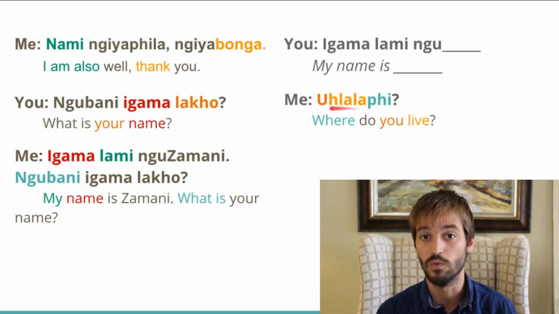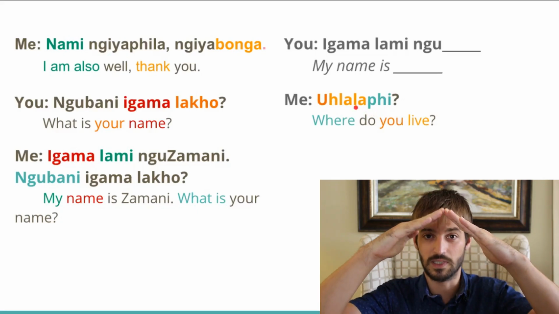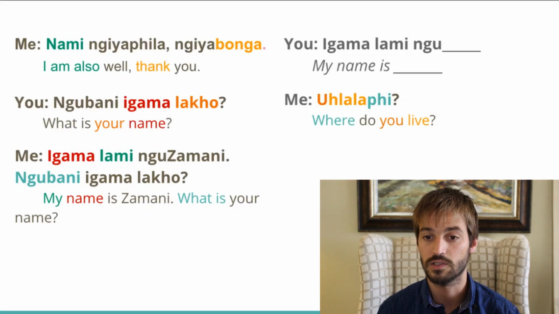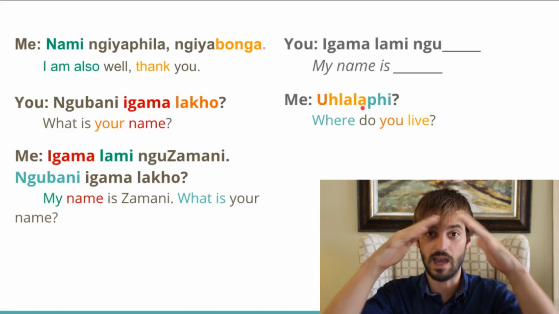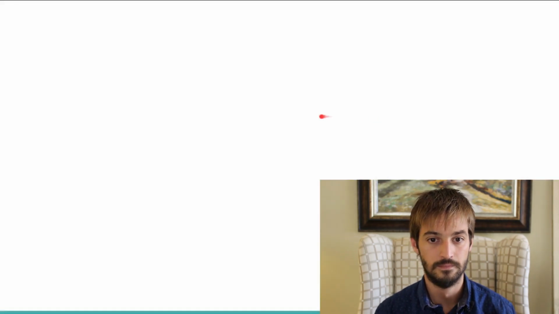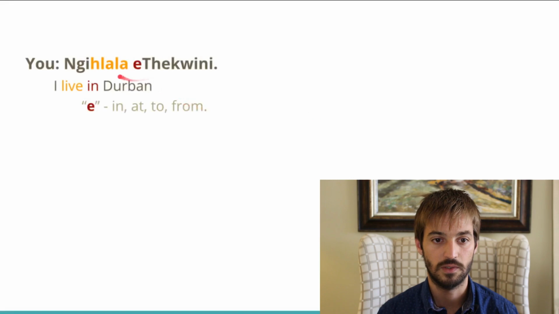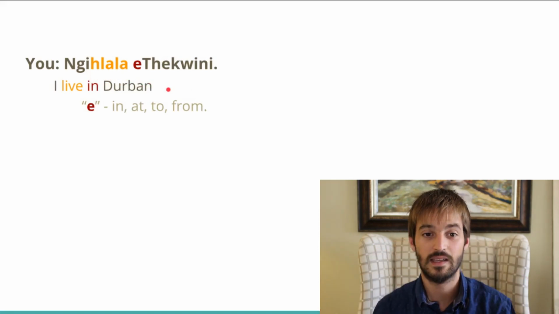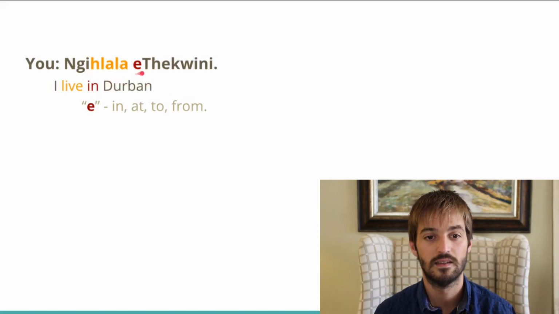Now I'm going to ask you, where do you live? U, the U. Hlala, my little sign for live. P, the where. The question. Uhlalaphi. Okay, where do you live? And you're going to respond with wherever you live. Ngihlala e, for instance, eThekwini in Durban. You can put wherever you live over there.